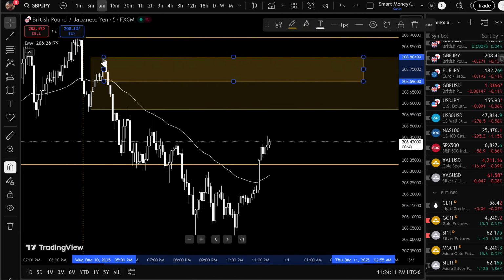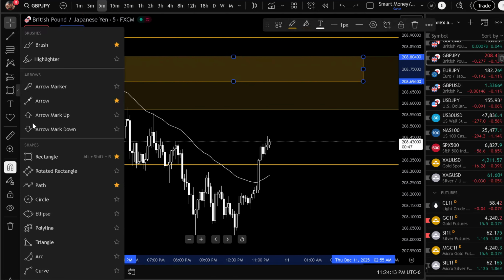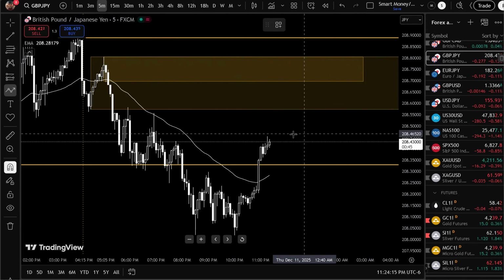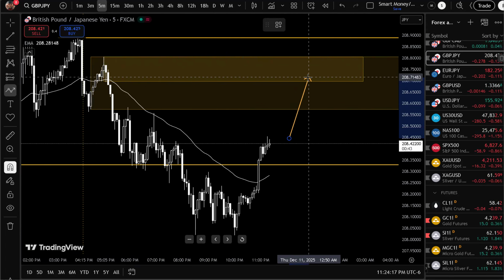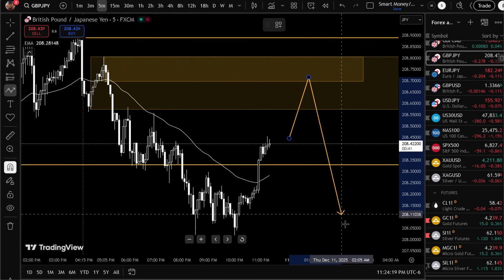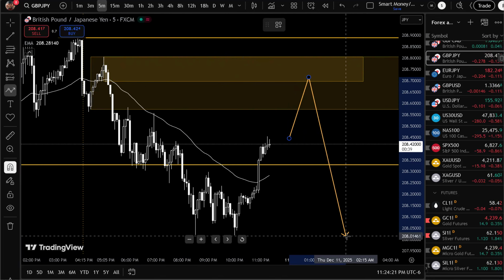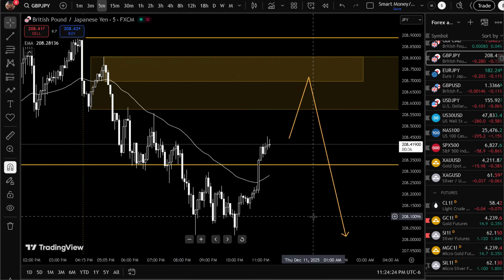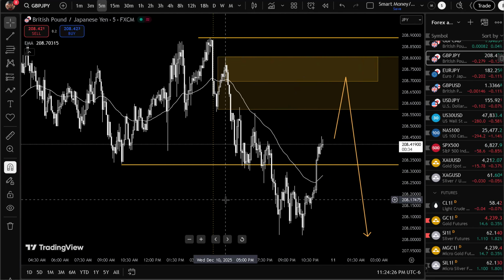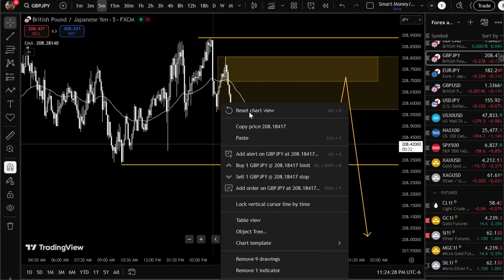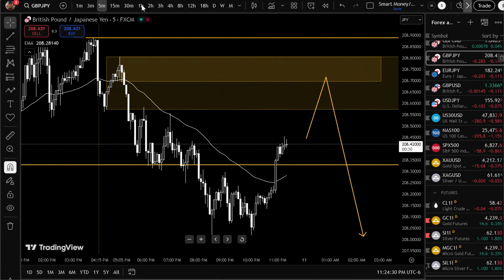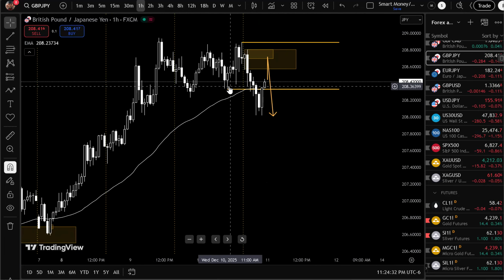All right. And I'm looking for price to come somewhere close in that area. Maybe not exactly in it, but somewhere close. And then take this trade coming down. All right, that's what I'm looking at on GBPJPY. All right, go back to the one. Yeah, that's what I'm looking at.